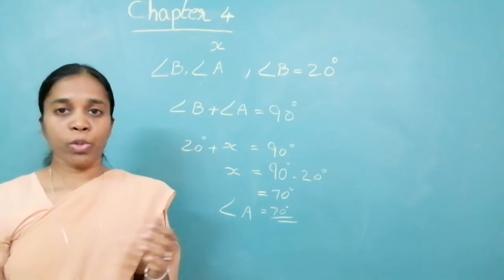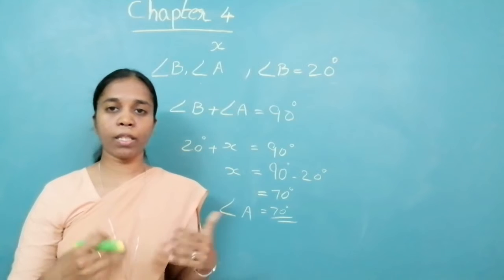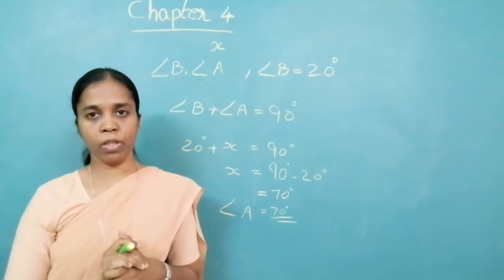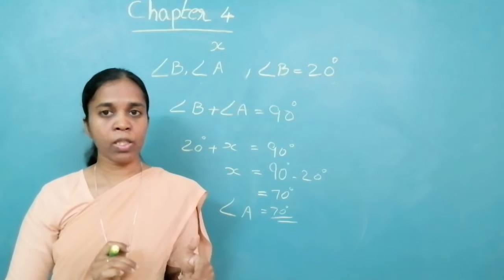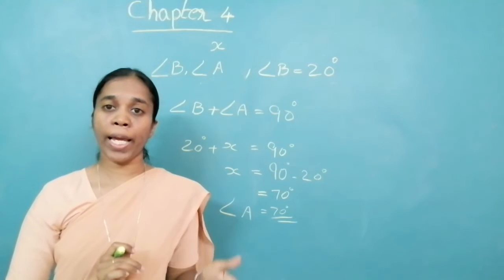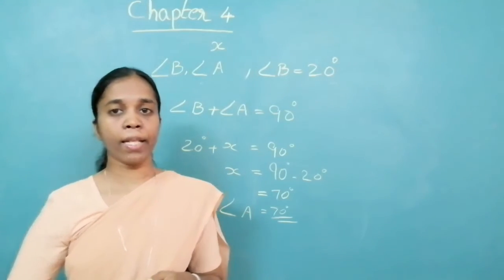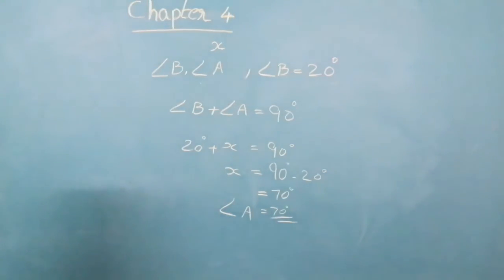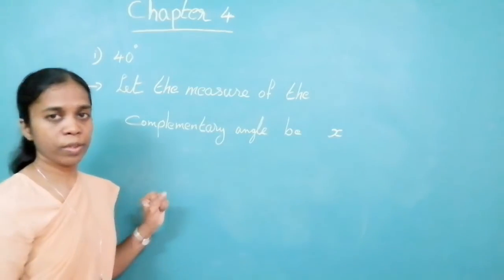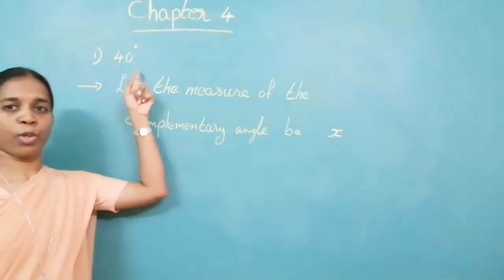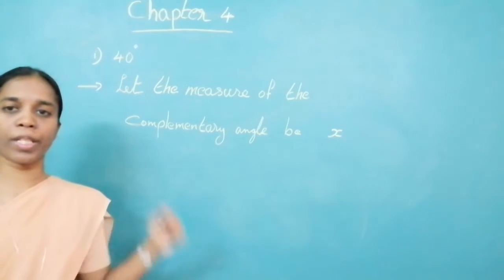You will have to solve questions based on this. One of the angles will be given to you and the other angle you have to find out. What is a complementary angle? If the sum of the measures of two angles is 90 degree, then they are said to be complementary angles. Okay? We shall solve some questions based on it. I have given an angle 40 degree. You have to find the complementary angle of 40 degree.